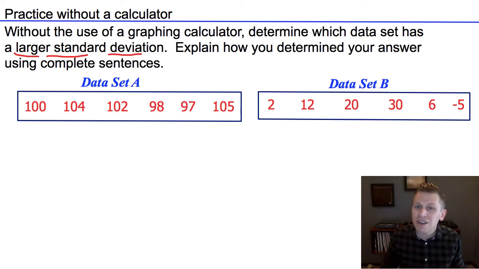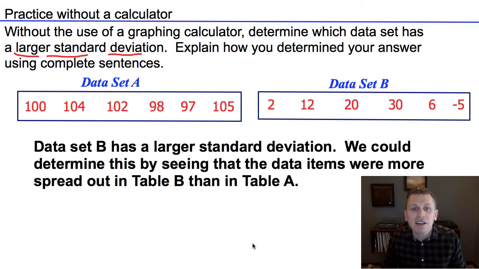So which one has the larger standard deviation? If you said data set B, you'd be correct. We could determine this by just looking and seeing that there was more variability in data set B, or they were more spread out from what the average might be than in data set A.